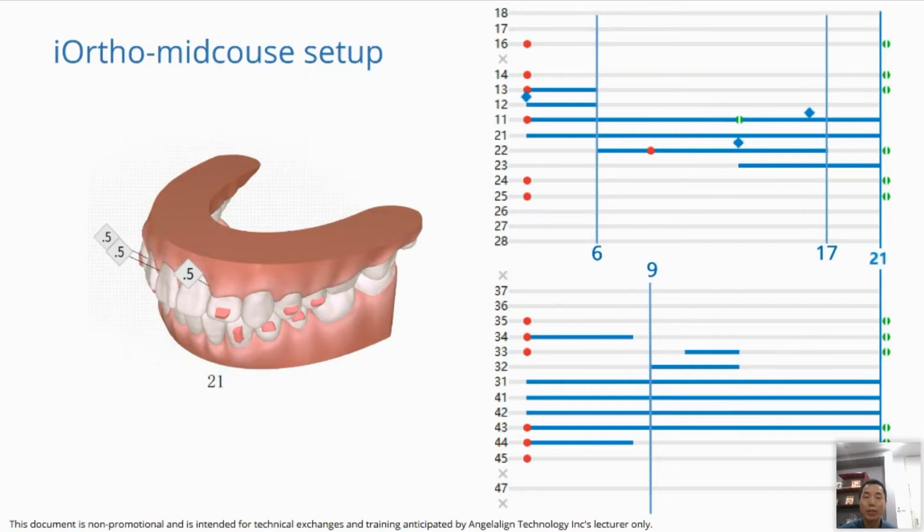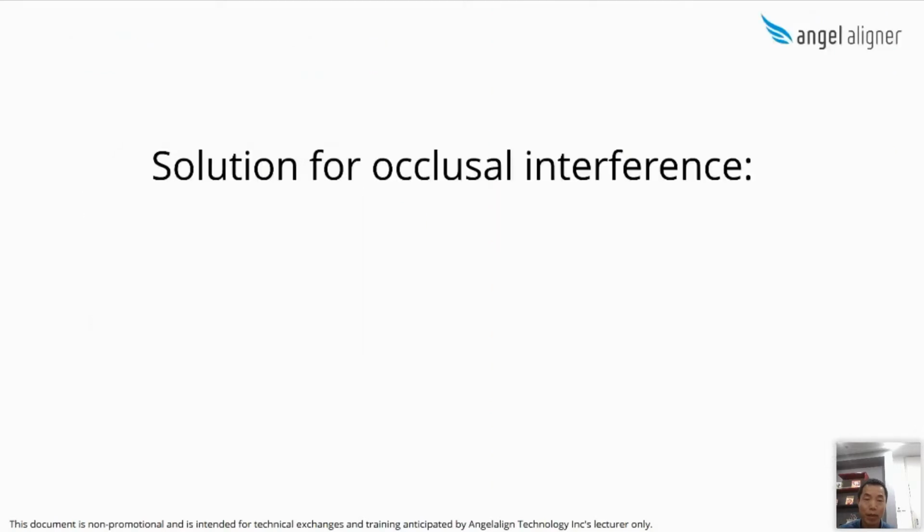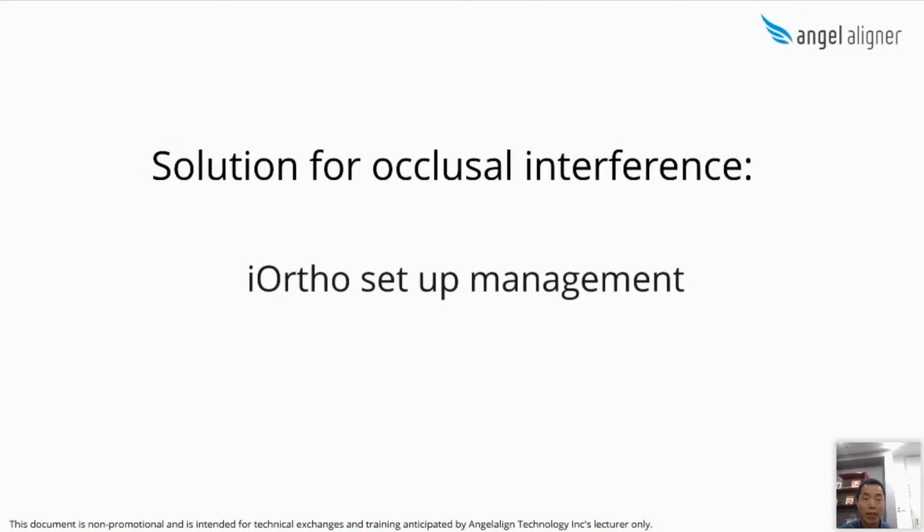and the lower tooth 32 moved from stage 9 and moved lingually simultaneously with the tooth 22 moving labially. So the occlusal interference during the treatment was minimized. So the solution for this kind of occlusal interference during the treatment is setup management.